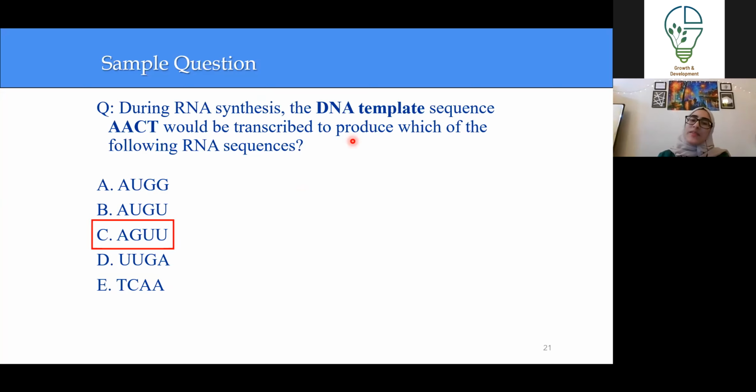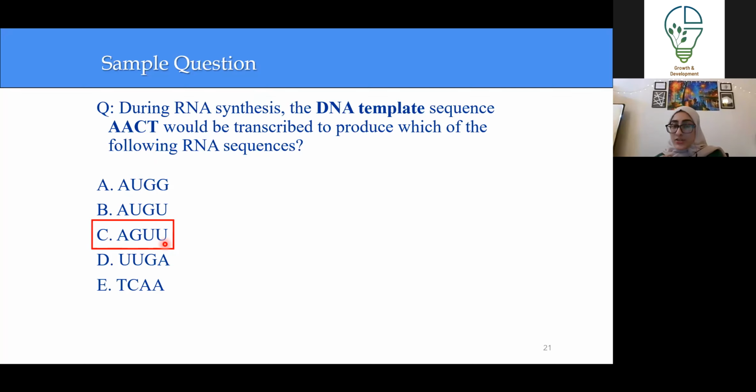Why is it C? Because the RNA polymerase is going to be reading it from the 3' end, TCAA. So T translates to A, which is the opposite pair. For C, the pair is G. And then for A, it's going to be a uracil. So two uracils are added to the end: AGUU.